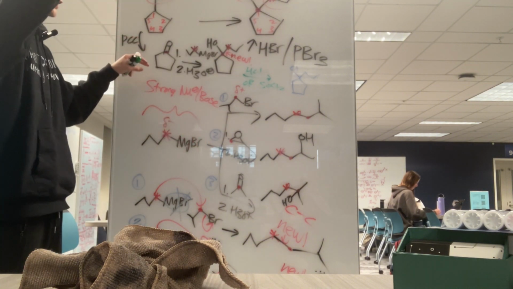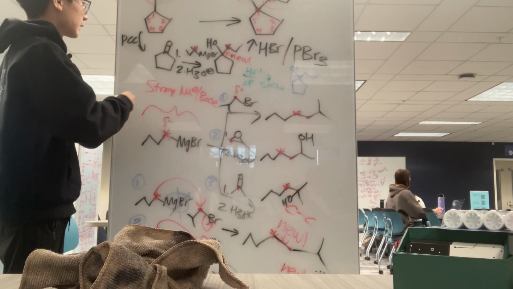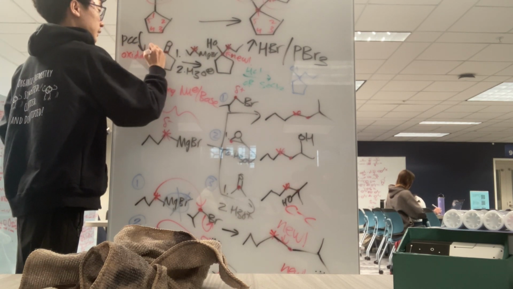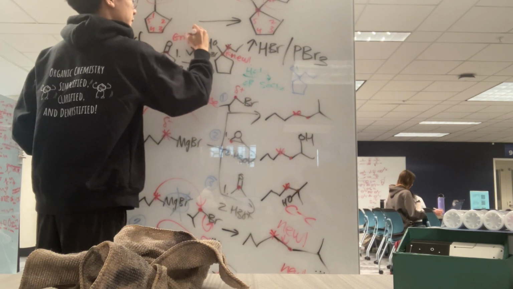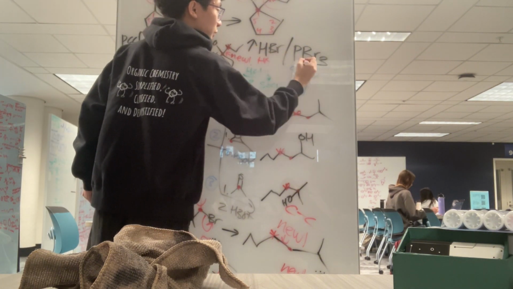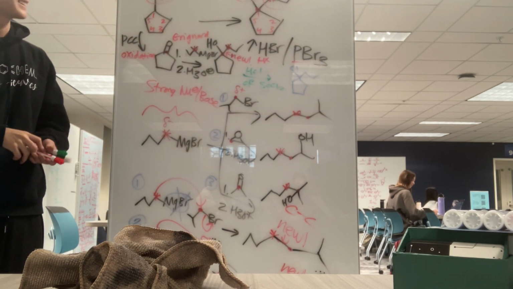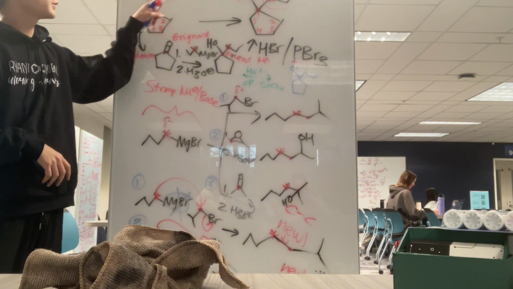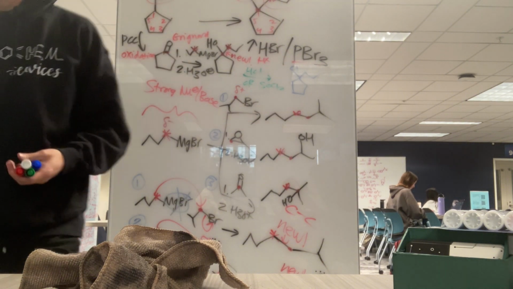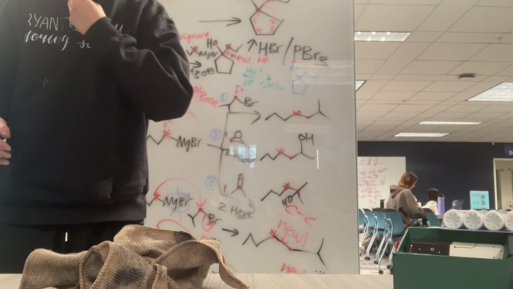So there's 3 reactions in the synthesis here: first, oxidation; second, Grignard; third, HX with alcohol, or PBr3, an SN2-like reaction, to convert this molecule to that molecule right there. Okay, that's it. Okay, break.